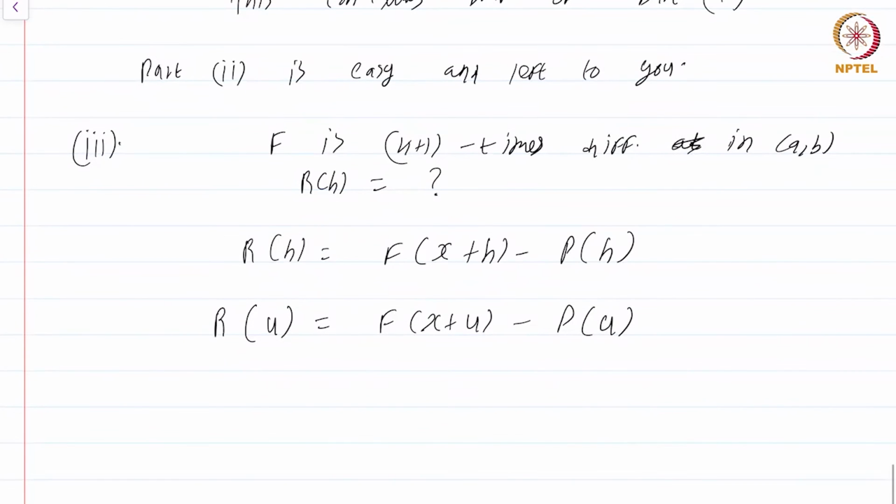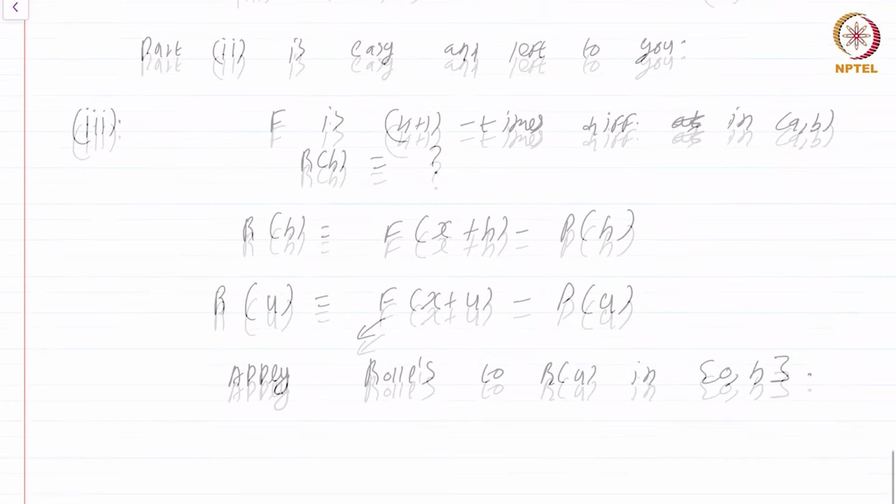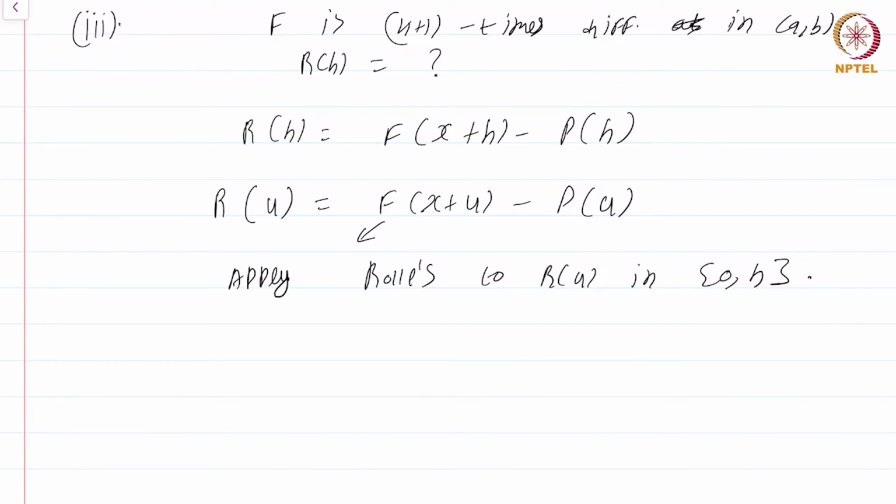Okay. Now, what I plan to do is look at f of x plus u minus p of u. I want to apply Rolle's theorem to R of u in [0, h]. But can I apply Rolle's theorem to R of u in [0, h]? No. So even though R of 0 is 0, we don't know whether R of h is 0. Is this 0? Well, that's not clear.